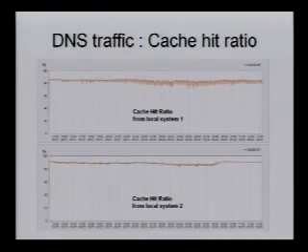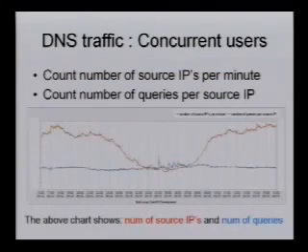This slide shows the cache hit ratio submenu. This slide shows the concurrent users submenu. Red curve shows the number of source IPs per minute. Blue curve shows the number of queries per source IP.